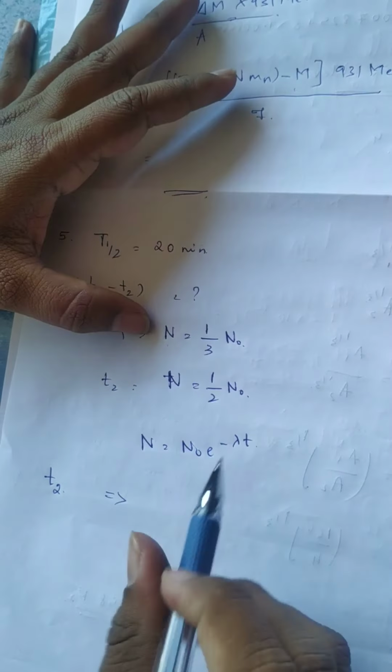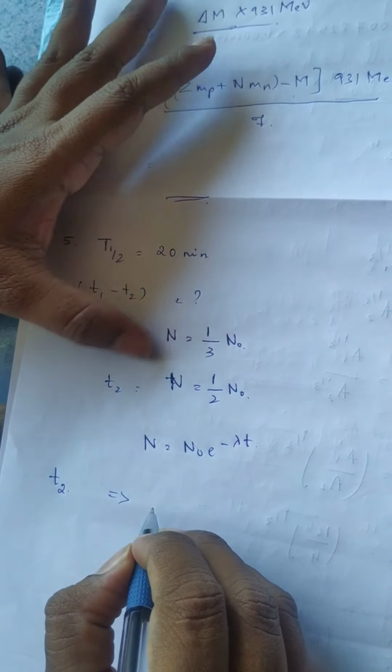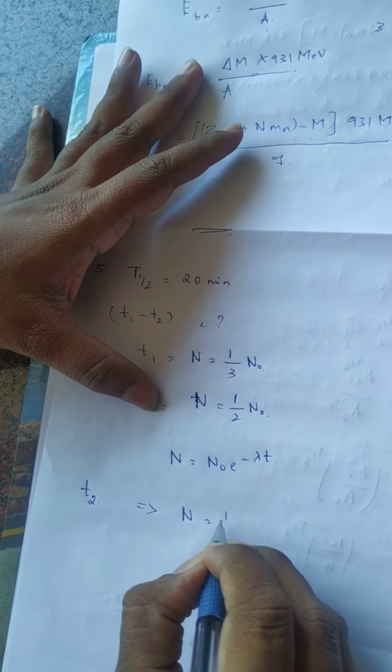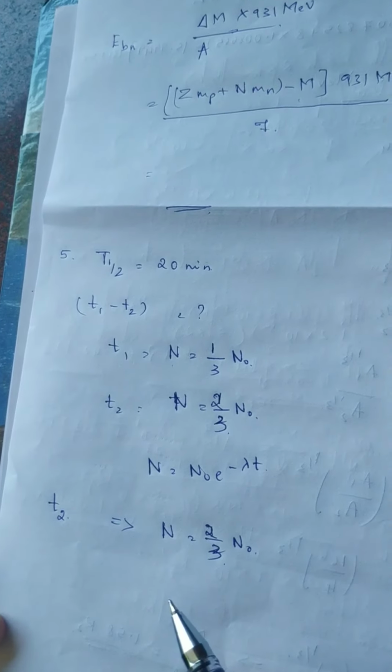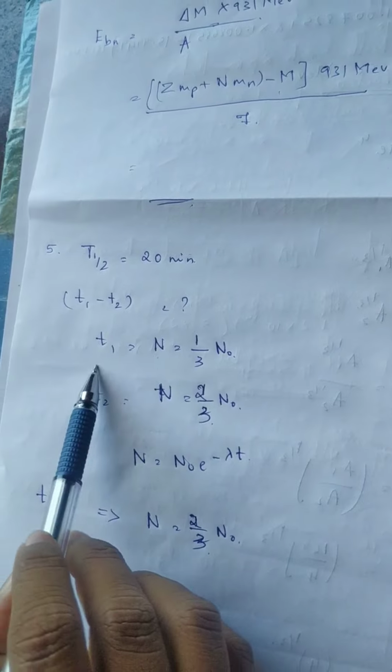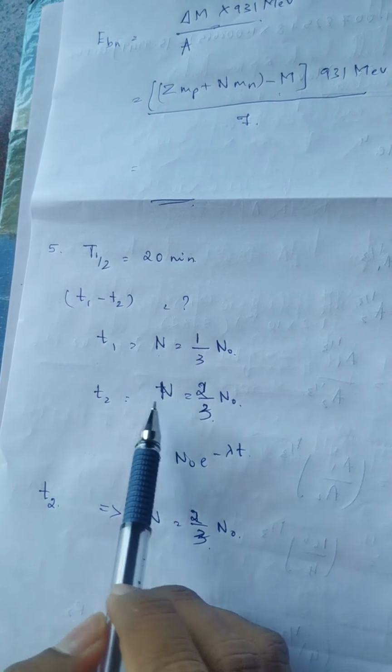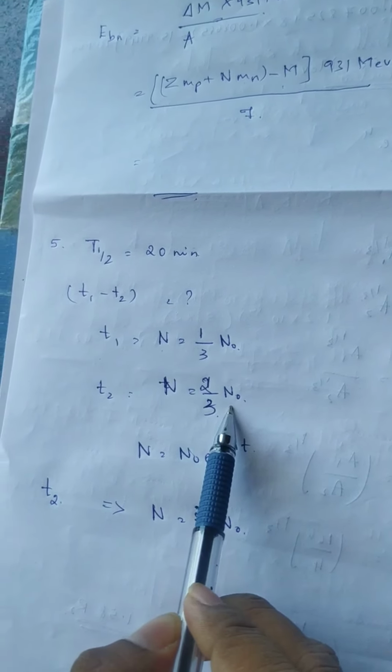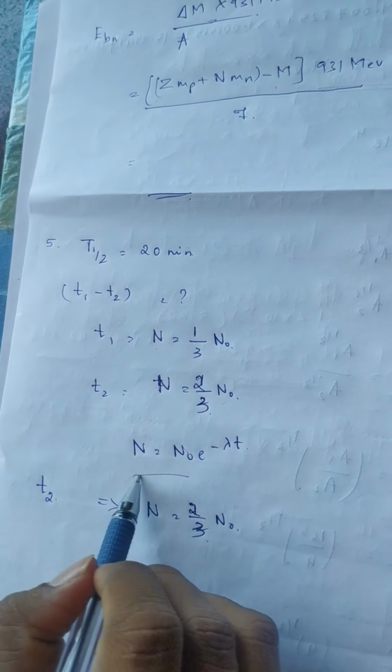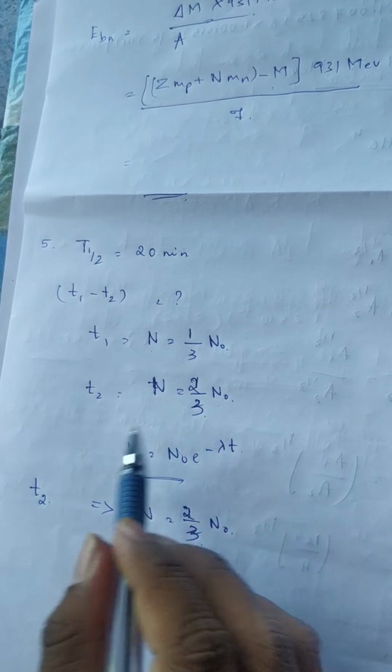We have N is equal to 1/3 N naught at T1, and at T2, N is equal to 2/3 N naught, right? So students, T1 is N equal to 1/3 N naught, T2 is N equal to 2/3 N naught. Therefore, we have the formula N is equal to N naught e to the power of minus lambda t. Let us substitute here.